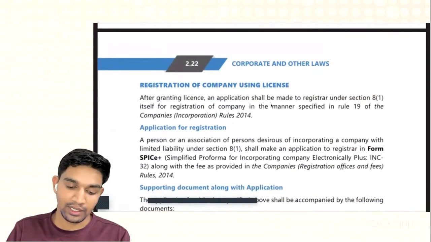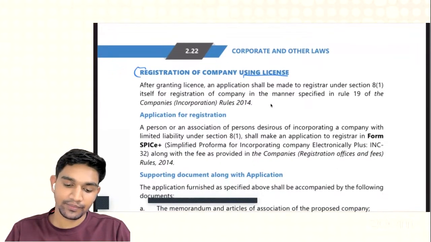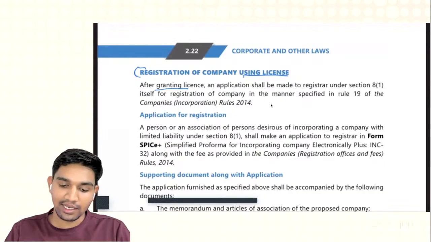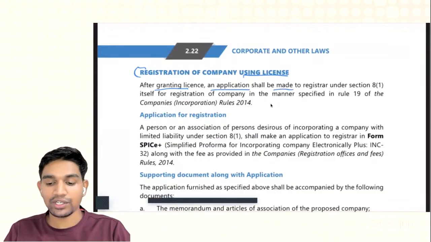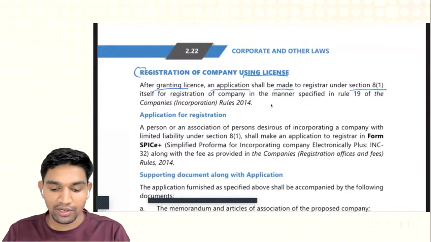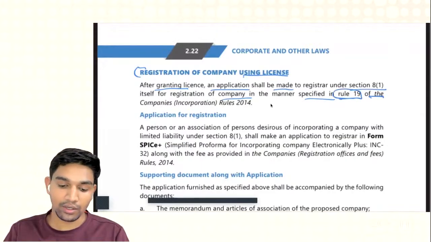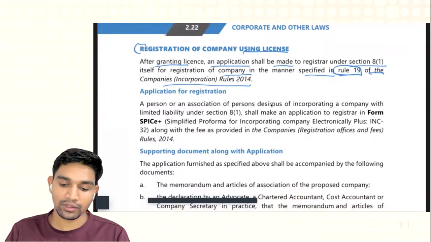Okay. Now, what is the procedure for registration of a company using a license? After granting the license, an application shall be made to register under Section 8, subsection 1 itself, for registration of a company in the manner specified in Rule 19 of the Companies Incorporation Rules 2014.